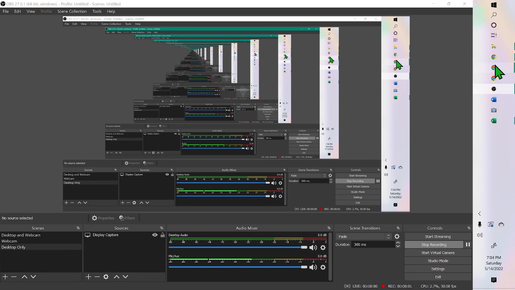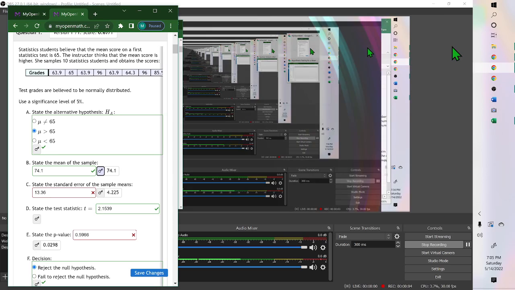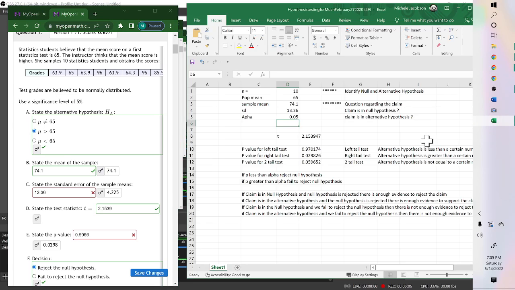Hello. For this problem, we're testing a mean, and we want to test a greater than because it says statistics students believe the mean score on a first statistics test is 65. The instructor thinks the mean score is higher, and that's why we're testing higher than.